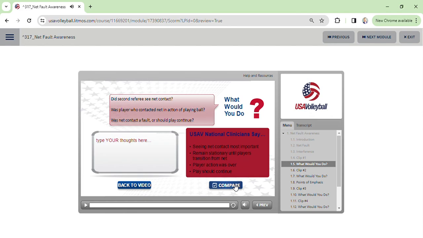Since the second referee saw the net contact by the player and ruled he was not in the action of playing the ball, the action is legal and play should continue. As a first referee, if you see this net contact and are officiating with a certified partner, you must trust your partner to do his job and not whistle this contact as a fault. You should certainly put the play in the back of your mind to talk about at the conclusion of the match.